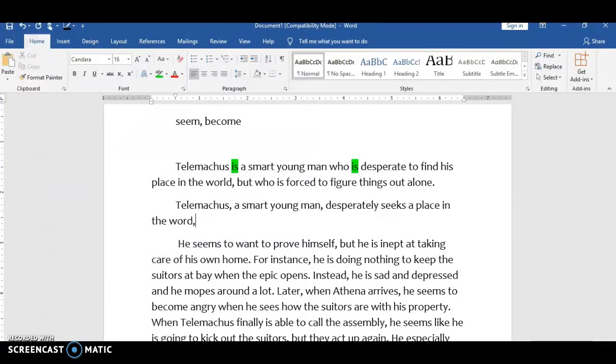Okay. And then how am I going to get this idea about being forced to figure things out alone? I could keep that, but I'm going to change it a little bit, and I'm going to say even though he lacks the guidance of a father. So what I've done by changing this part of the sentence is I've taken away the passiveness here, and I've made it very active. He lacks the guidance of a father. Okay? So that's my first sentence, and I don't have a single linking verb in there.